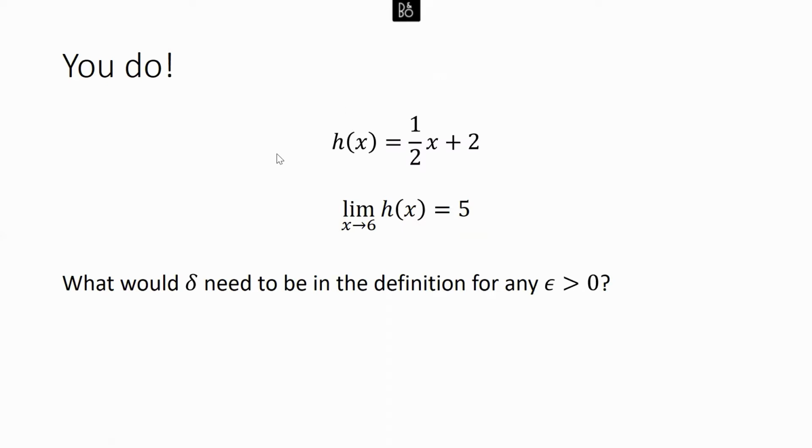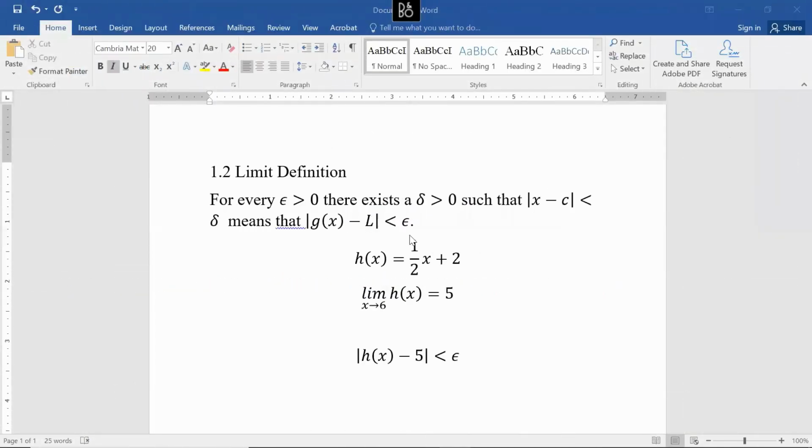So we're trying to show that the limit of h of x as x goes to 6 is 5. In order to do that, if we're given any arbitrary epsilon greater than 0, we need to find the delta that works in our definition. Our definition, once again: for every epsilon greater than 0, there's a delta greater than 0 such that absolute value of x minus c less than delta means absolute value of h of x minus L less than epsilon.